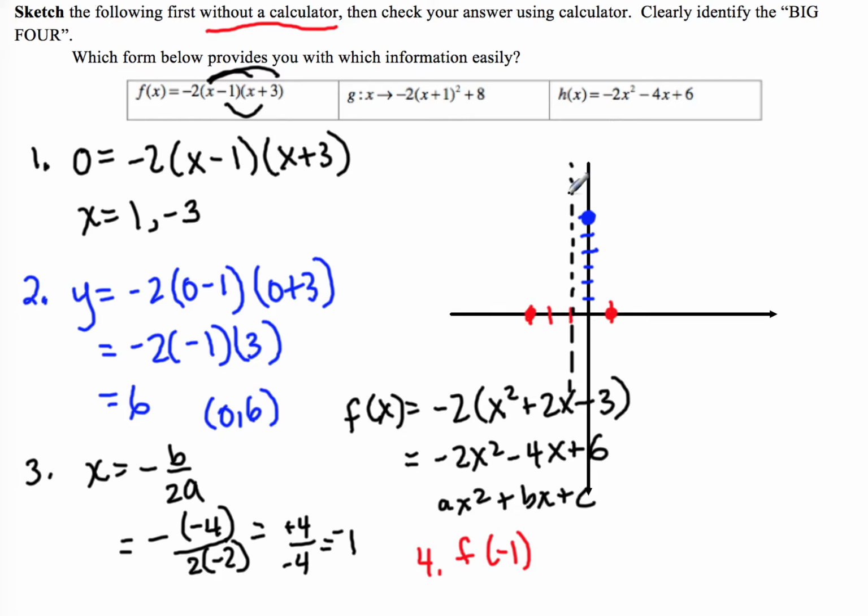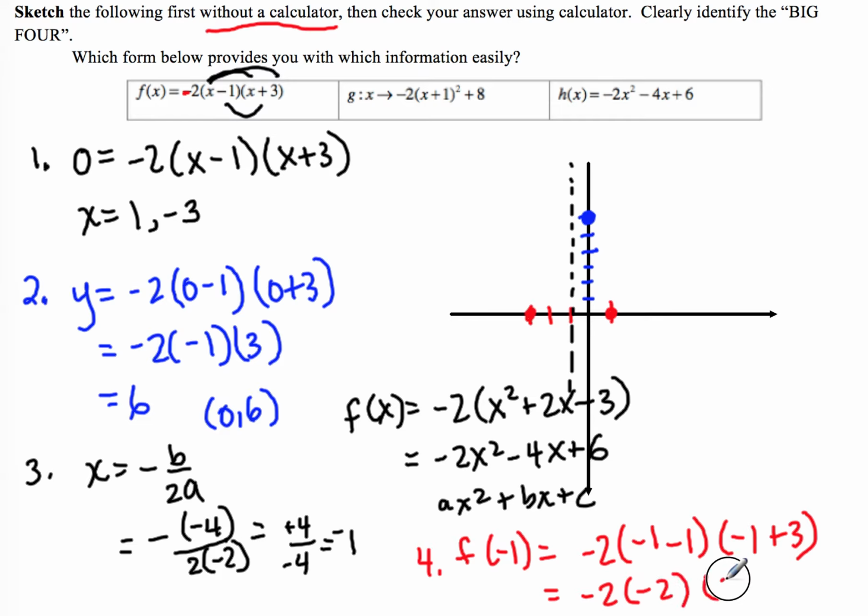I already know my vertex lies somewhere here. Since the negative occurs, it's opening down, so it's going to be somewhere here. So I substitute in my negative 1 for x. And I get negative 2 times negative 2 times 2. So that gives me a positive. 2 times 2 is 4 times 2 is 8. So 6, 7, 8. There is my vertex, and I can draw a rough sketch of my quadratic.